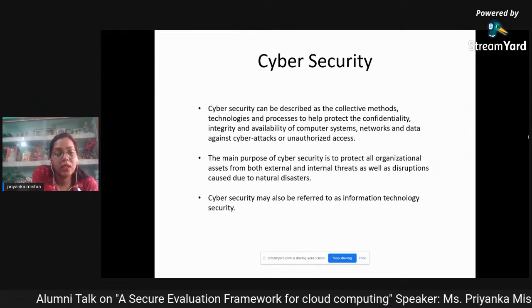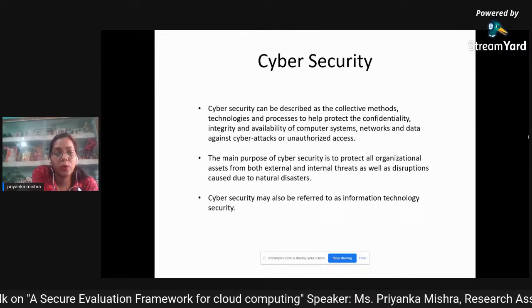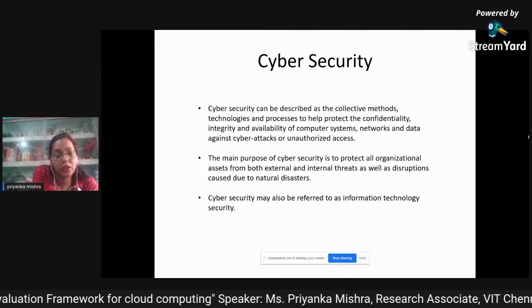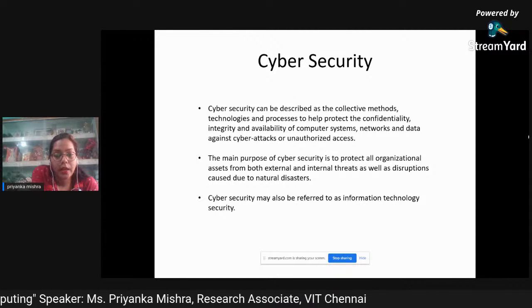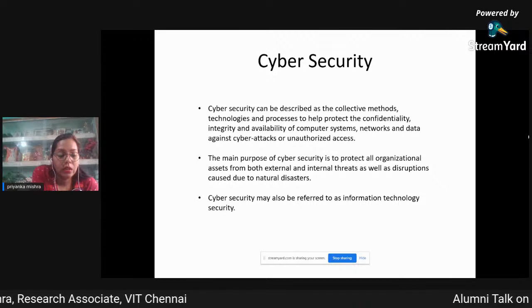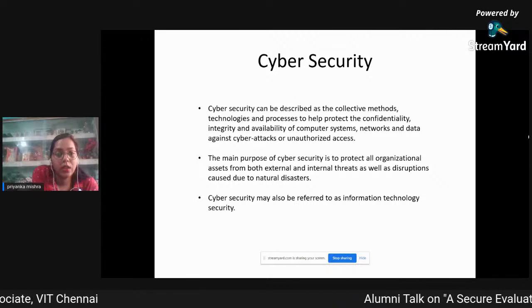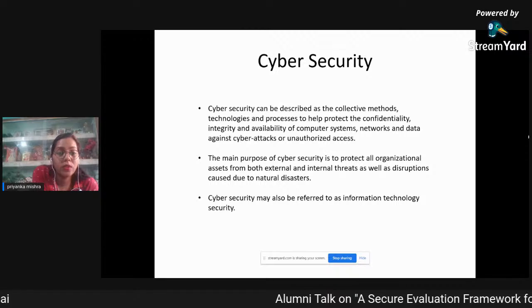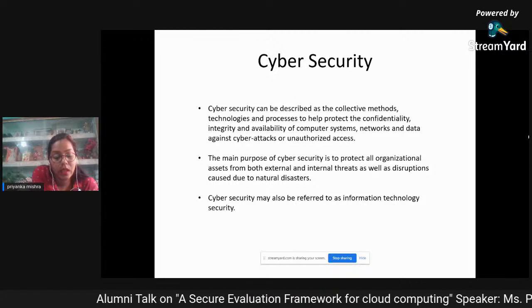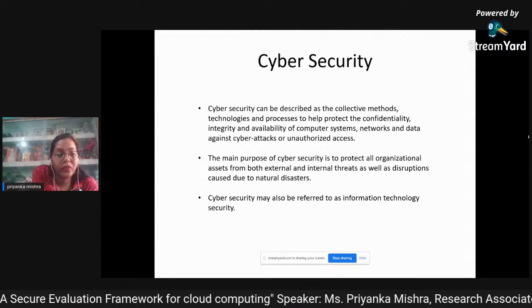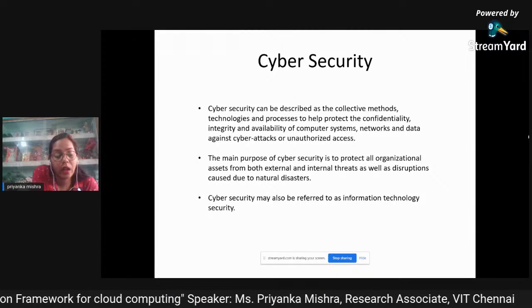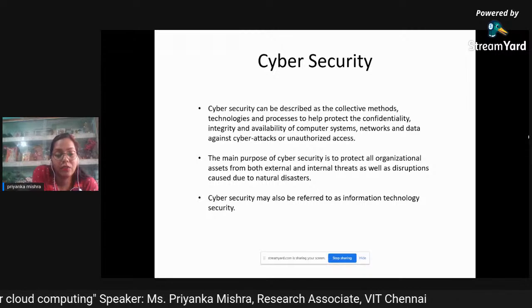The cloud storage provider's security protects all our organization's assets from both external and internal threats and from disruption caused by natural disasters. Providers must meet certain regulatory requirements for storing sensitive data, for example credit card numbers and health information.